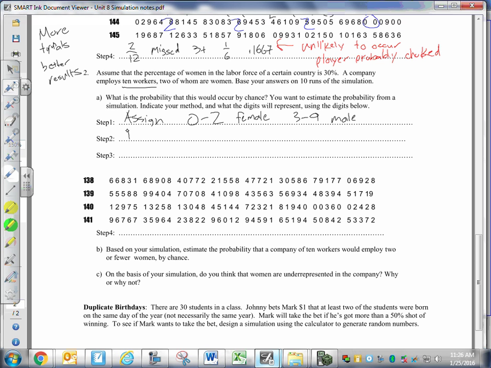We have 10 workers. So we're going to look at a sample of 10. The amount of trials that we're going to have: 10 runs of the simulation, 10 trials. Go. 1, 2, 3, 4, 5, 6, 7, 8, 9, 10. There's 10 digits there. How many of these 10 digits will be female? 0, 1, or 2. 1, 2. 2 females there.